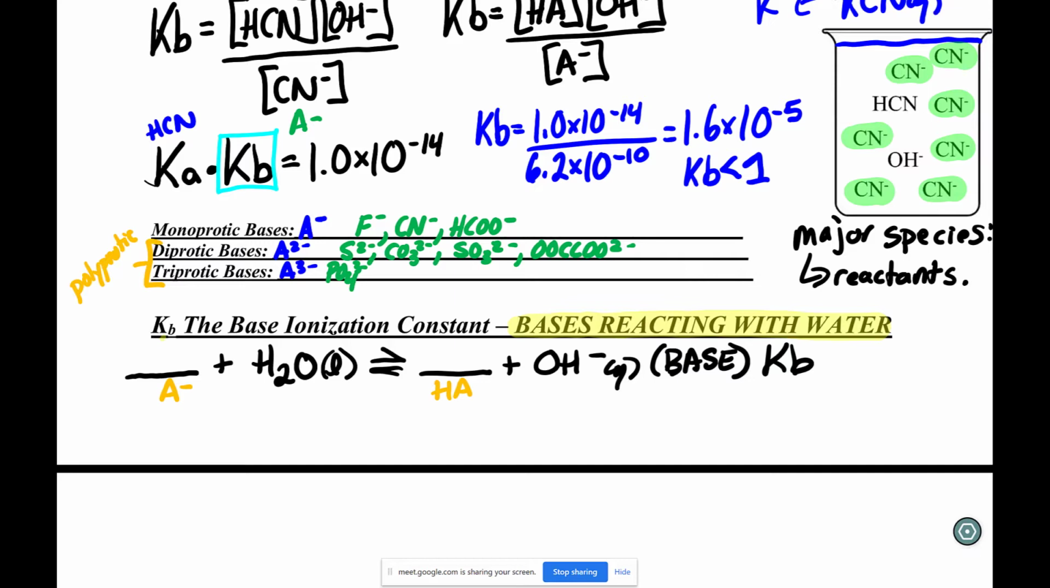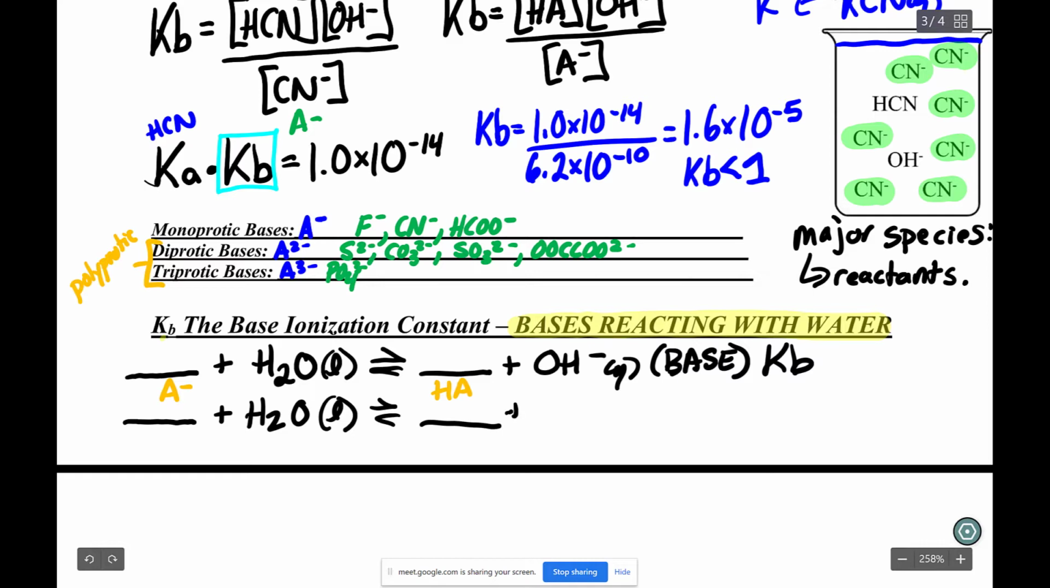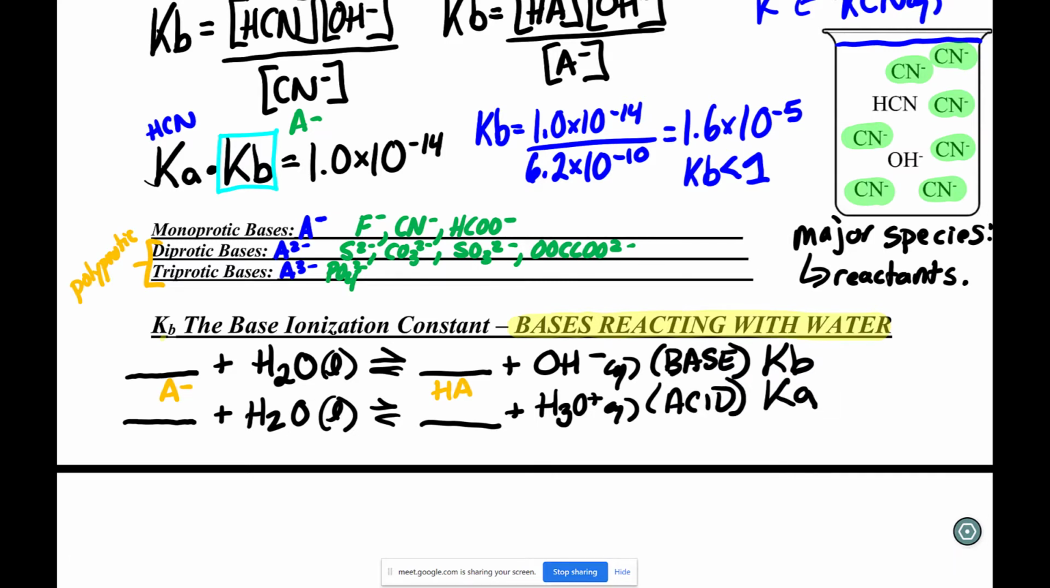Now to summarize this for acids, if I had an acid, it would be blank plus water is in equilibrium with blank plus hydronium. This is for an acid ionizing in water. We call this a Ka. And the only thing that happens is you flip that HA and the A-. HA goes here and A- goes there. That's what Ka is.